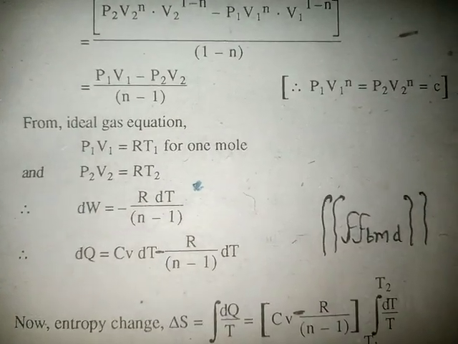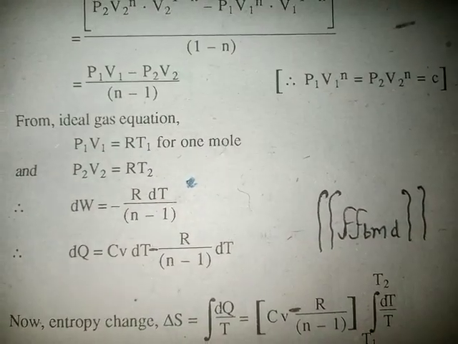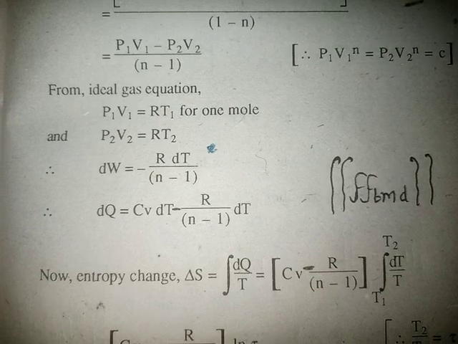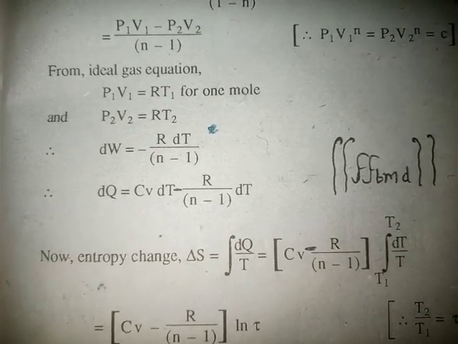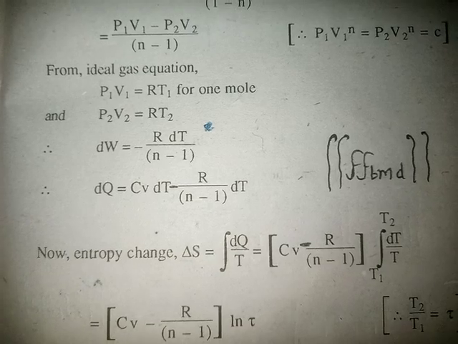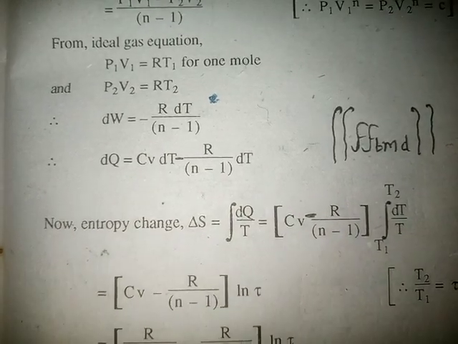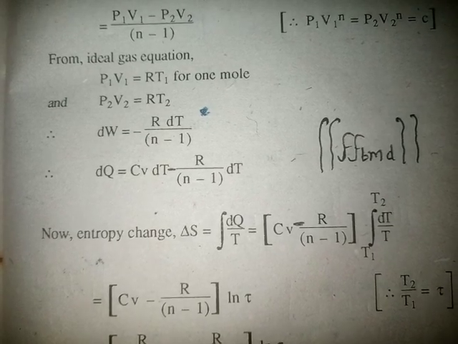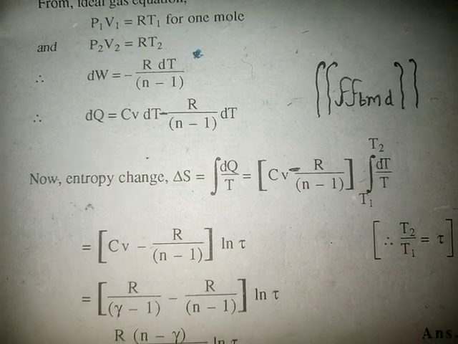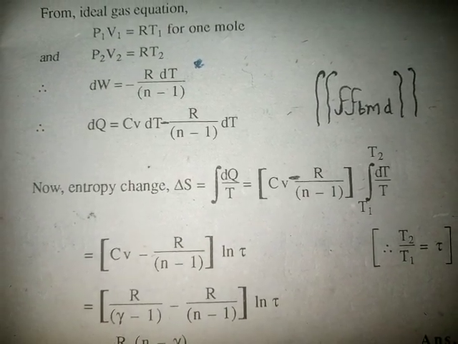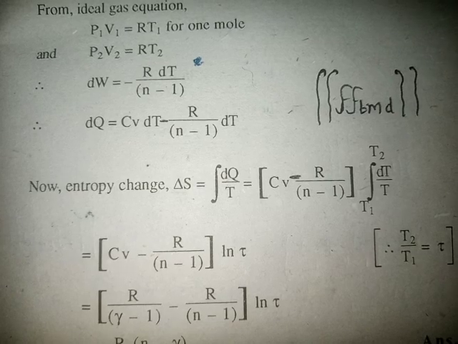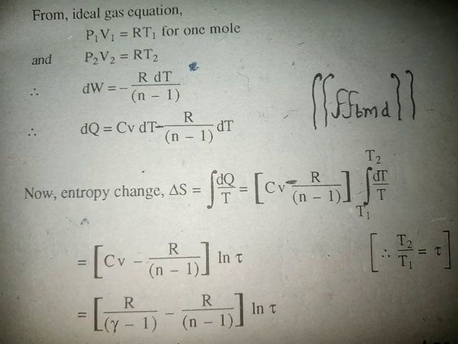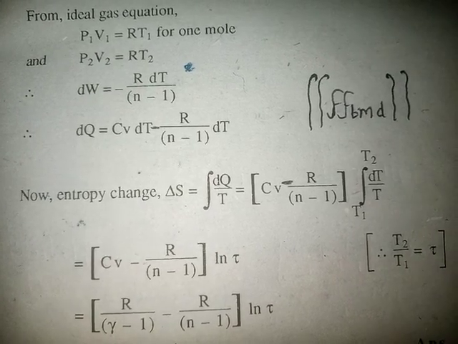From the ideal gas equation, P1 V1 equals RT1 for 1 mole and P2 V2 equals RT2. Hence dW equals minus R dT by n minus 1, and dQ equals Cv dT minus R by n minus 1 into dT. Now entropy change delta S equals the integration of dQ by T, which equals Cv minus R by n minus 1 into the integration of T1 to T2 dT by T.